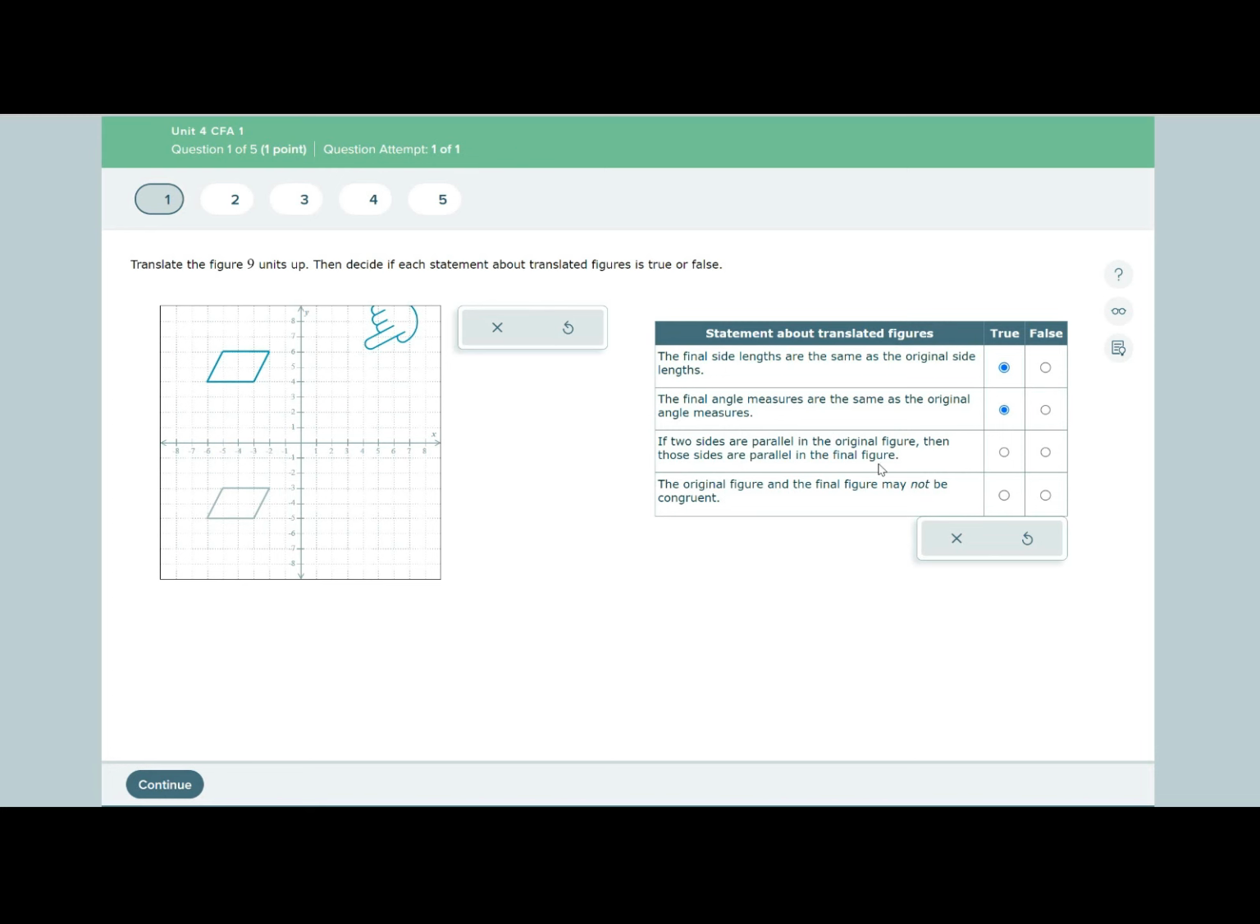If 2 sides are parallel in the original figure, then those sides are parallel in the final figure. Correct. If two sides are parallel, which means they go side by side, they don't cross, it stays the same in the final figure. The original figure and the final figure may not be congruent. Congruent means same size, same shape, so this is wrong. Original and the final should be the same, which is congruent. They say it's not congruent, it's a false statement.